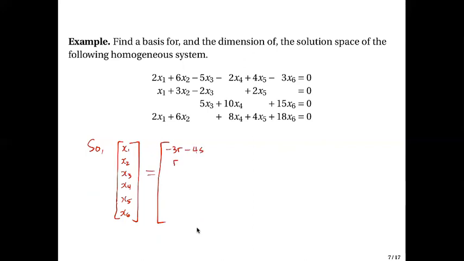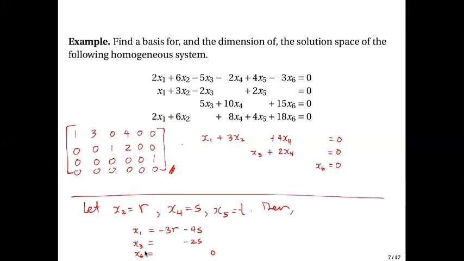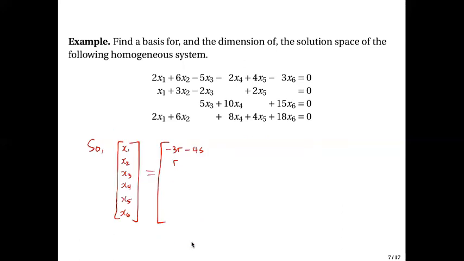Our x2 was r. x3 is minus 2s. x4 was s. x5 was t. And then x6, it's just 0. Or simply, what we can do is separate each letter here, r, s, and t, and of course the constant part. We separate that, and then we factor out the letters. And we will see the vectors that will give the solution space, or that will give the elements for the basis of the solution space.